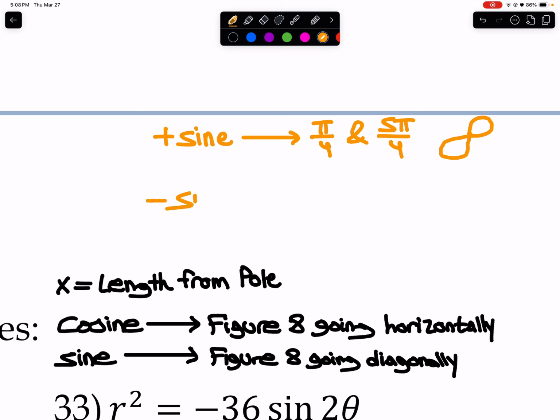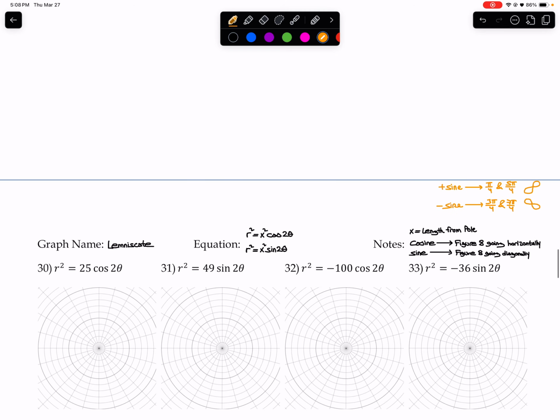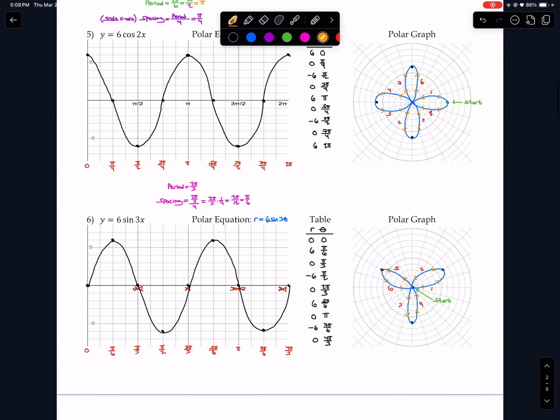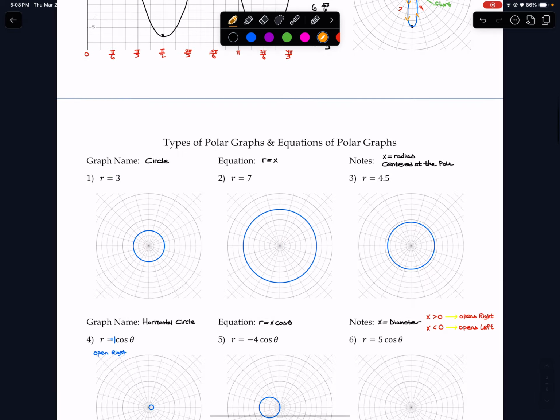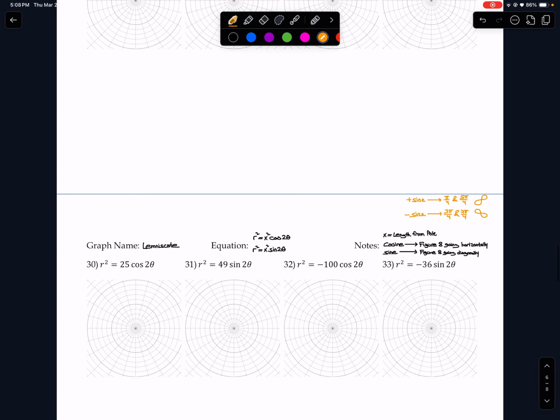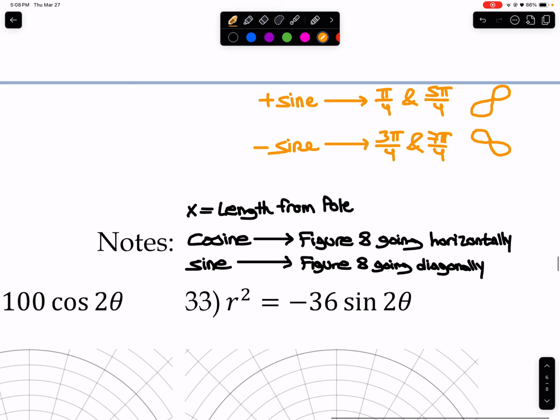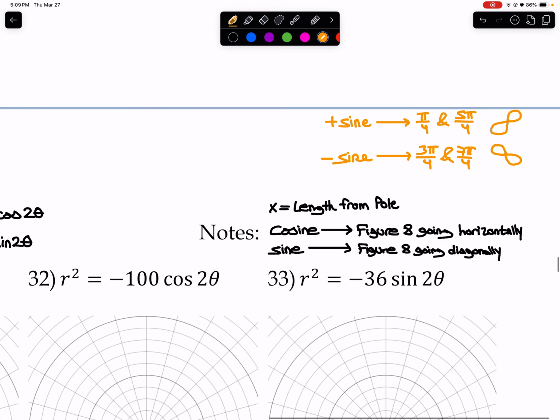Now, if it's a negative sine lemniscate, then that is going to go towards 3 pi over 4 and 7 pi over 4. So it would look something more like that. Now, a common question I would get is, how do you know that? Well, the short answer is you would just have to graph it rectangularly, which I will let you discover wholeheartedly on your own. But I also don't want this video to be 5 business days long. So if you want to discover that, I will leave you to it.